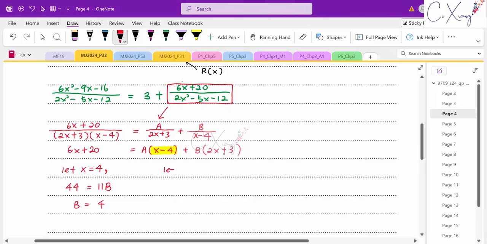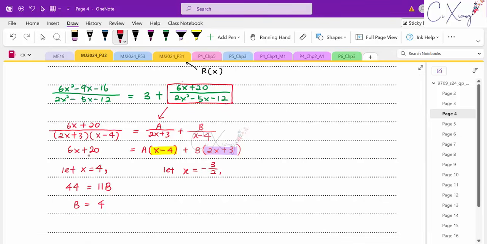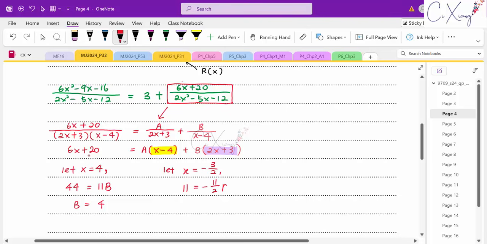Then we repeat the same process again. So now by looking at this particular bracket here, which I highlight with purple color, if I want to make it become 0, I need to let x equal to -3/2. Substitute x equals -3/2 into the equation here. Alright, so by right I'm having 11 that equals -11/2 A. So simplify your equation again, your A will be -2.